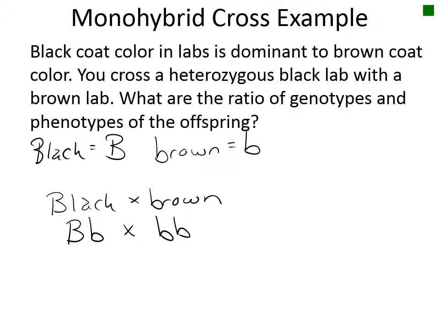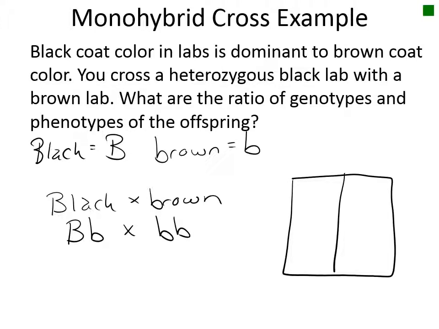We then set up our Punnett square. Remember, along the top we have the gametes from one dog, so our heterozygous dog could give us a black allele or a brown allele, and along the side we set up our gametes from the other dog. The brown dog could give us a brown allele or a brown allele. In the boxes we then complete our fertilization.